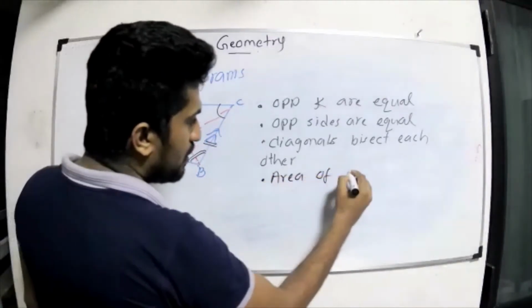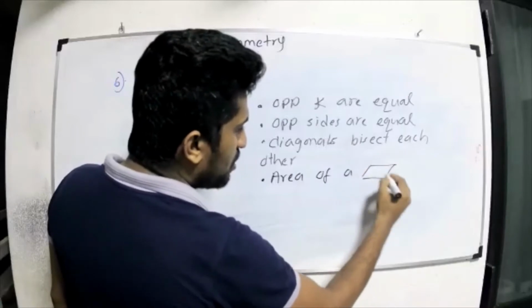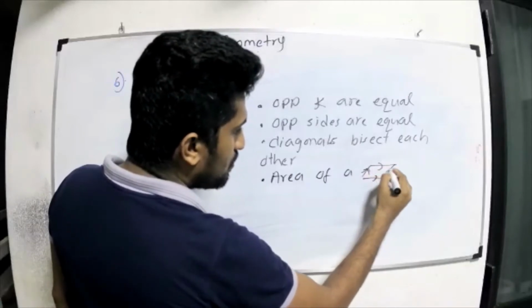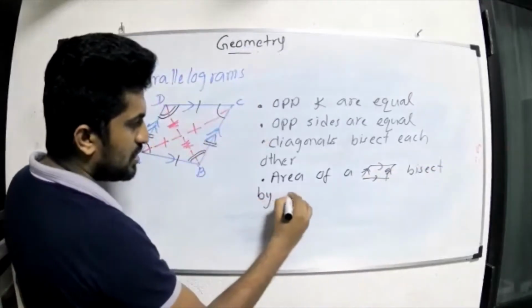Next one. Area of a parallelogram is bisected by each diagonal.